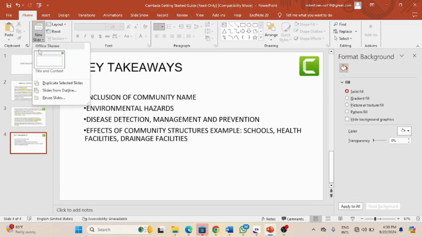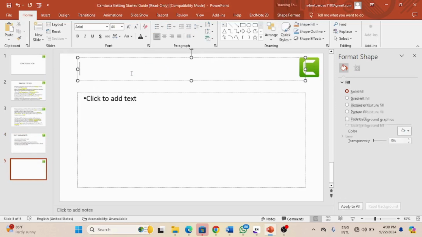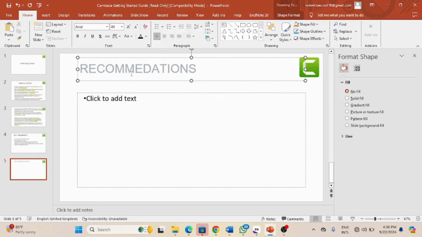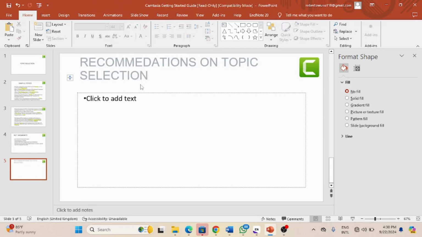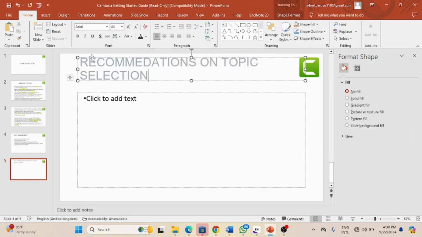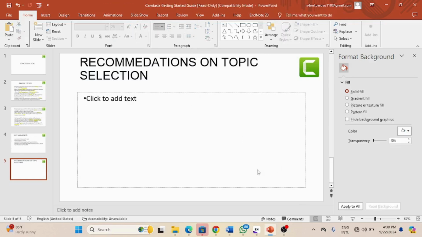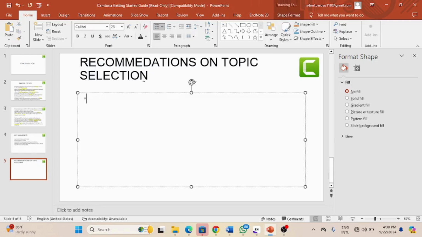Okay, so now let me give you my recommendations. For recommendations on how to search a topic, so recommendations on topic selection. When it comes to the recommendations on topic selection, there are a few things I'm going to share with you, which pertain to our department and also the whole process of making the report.